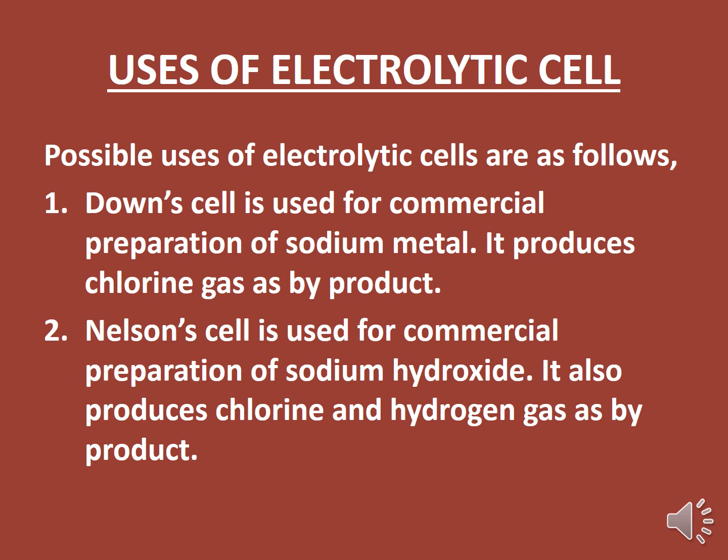Now we are going to discuss some uses of electrolytic cell. The first one is the Downs cell, which is an application of the electrolytic cell, and in the Downs cell we prepare chlorine gas and sodium metal. The second one is the Nelson cell, which is used for the commercial preparation of sodium hydroxide. It also produces chlorine and hydrogen gas as byproducts.